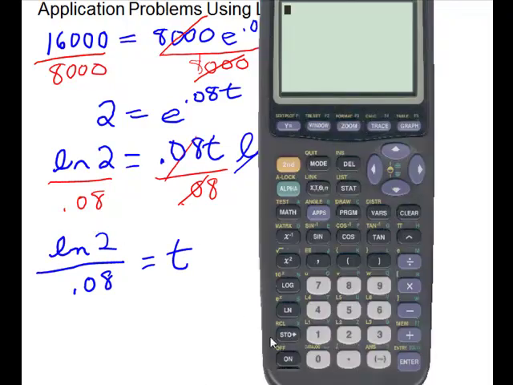So we have the natural log of 2, so ln of 2, close the parentheses for the log, divided by 0.08, enter. So 8.664, and if we wanted to round to 2 decimal places, the second 6 is in your second decimal position, or the 100th place. You look to the right, and this is going to drop off. So 8.66 years.